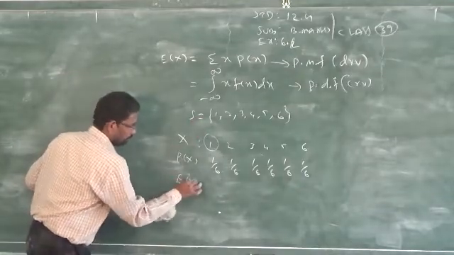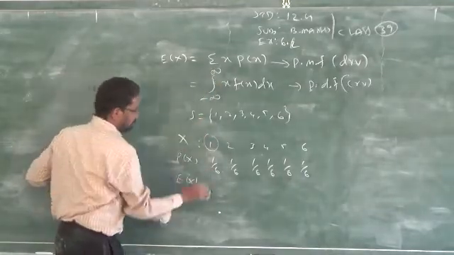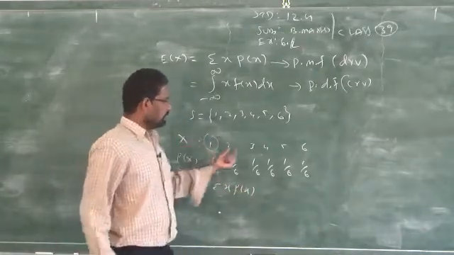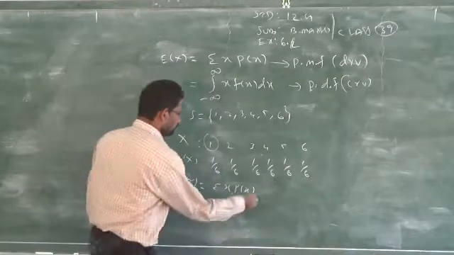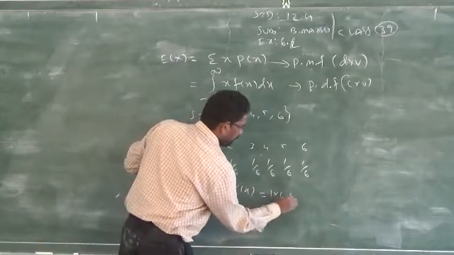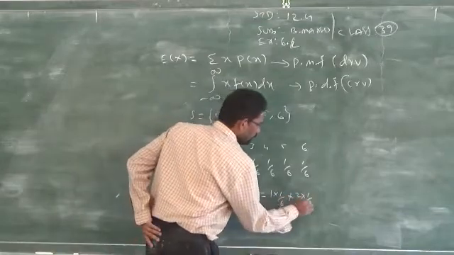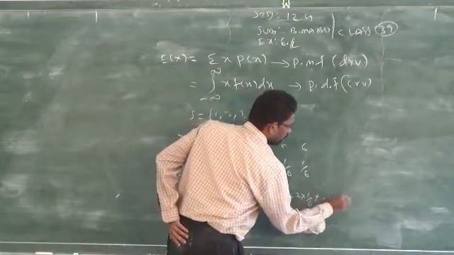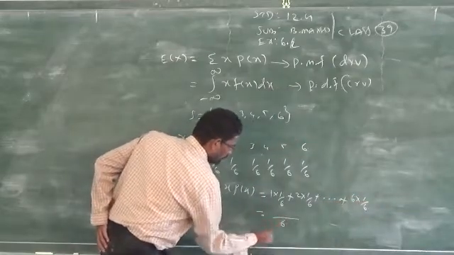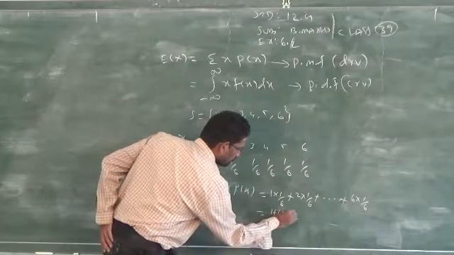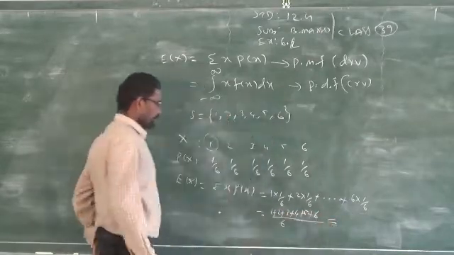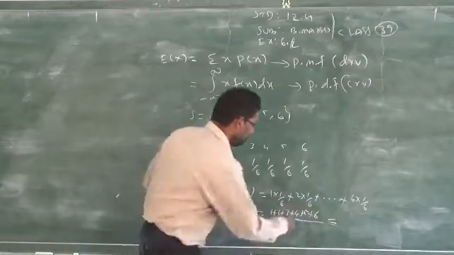You have to find E of x. What is the formula to find E of x? Summation x into P of x for PMF. This is PMF, discrete random variable. So you just have to multiply: 1 into 1 by 6 plus 2 into 1 by 6, and so on, plus 6 into 1 by 6. All the terms have denominator 6, so you have to add 1 plus 2 plus 3 plus 4 plus 5 plus 6. So what will be the answer when you add all?